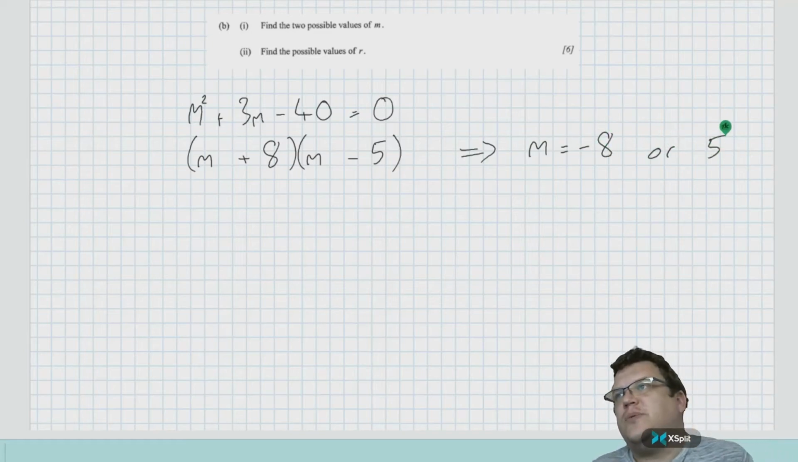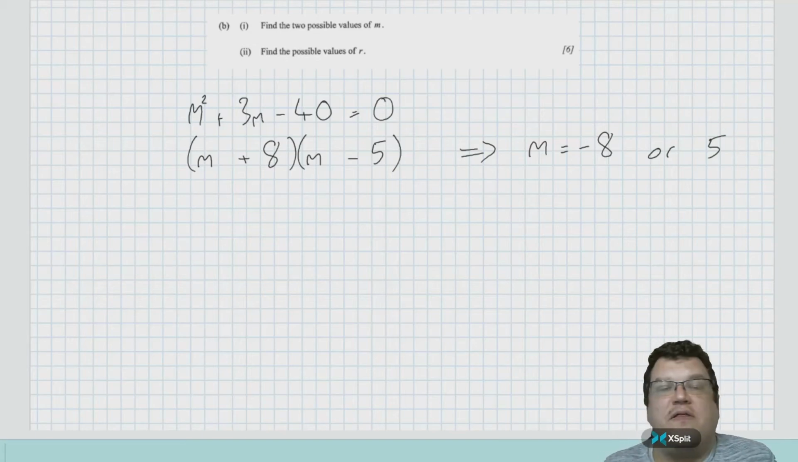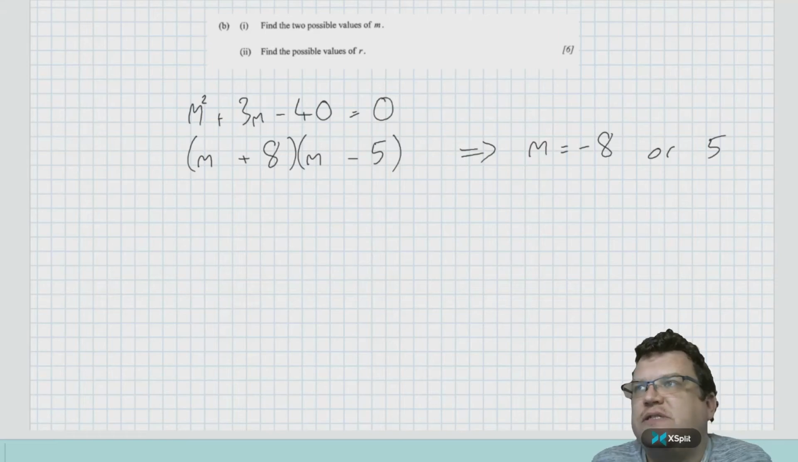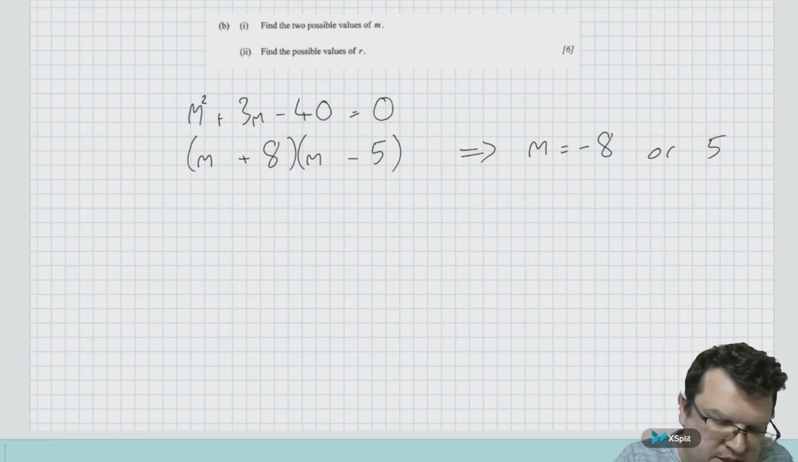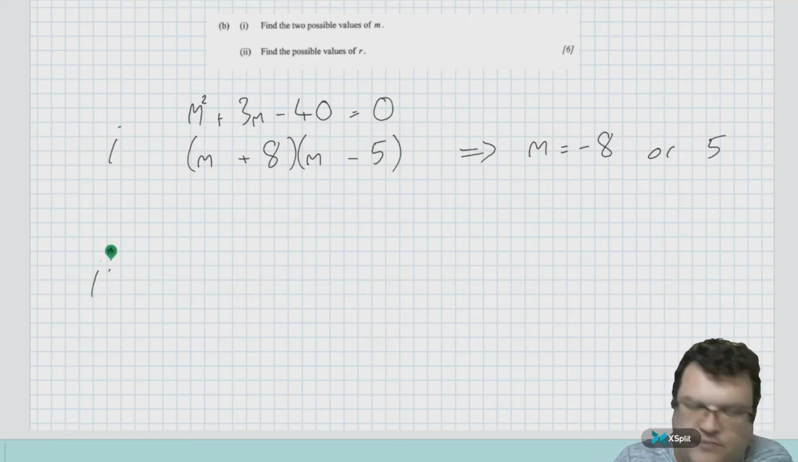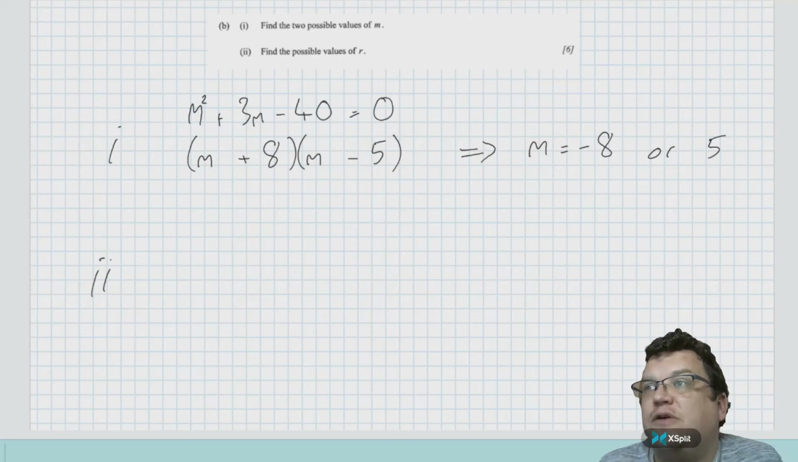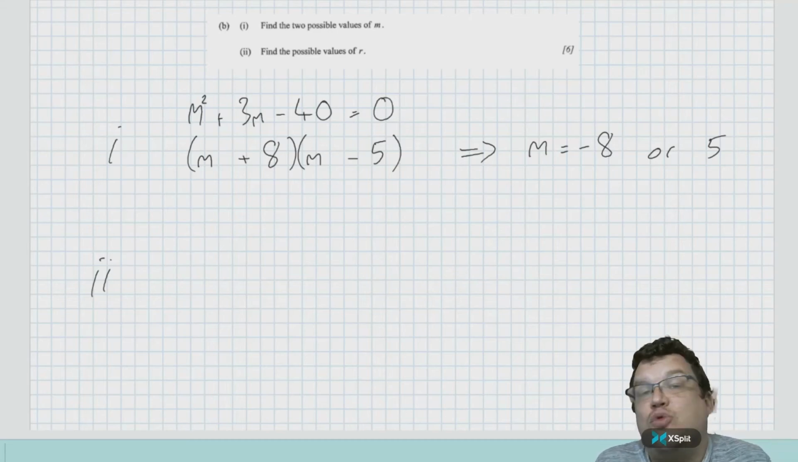So two possible answers for m, and you would find that if you substitute either of them back into the initial terms, then it will form a geometric sequence. So that's part 1 done. Lovely. Part 2 says find the possible values of r. Remember, r is the common ratio in this problem, and we're given values, so that plural. We know we're looking for more than one.